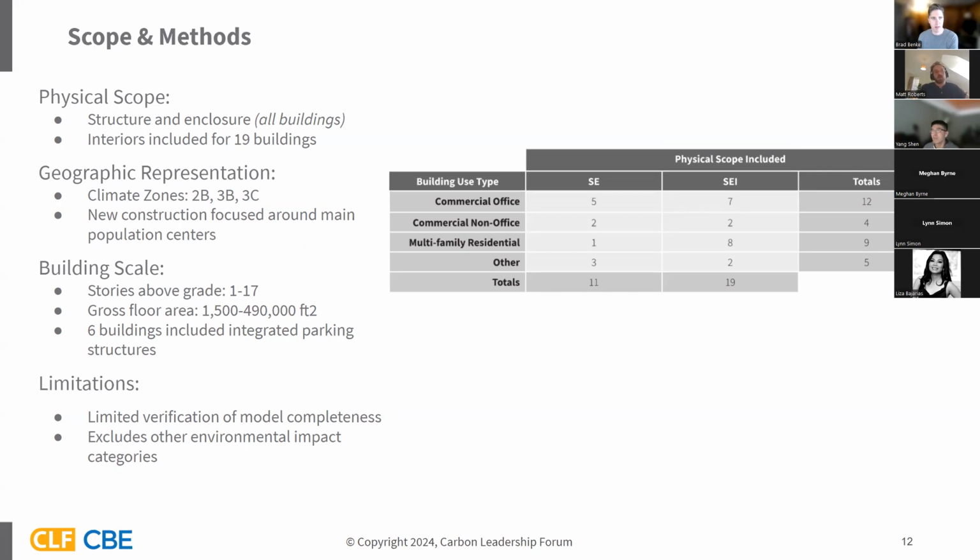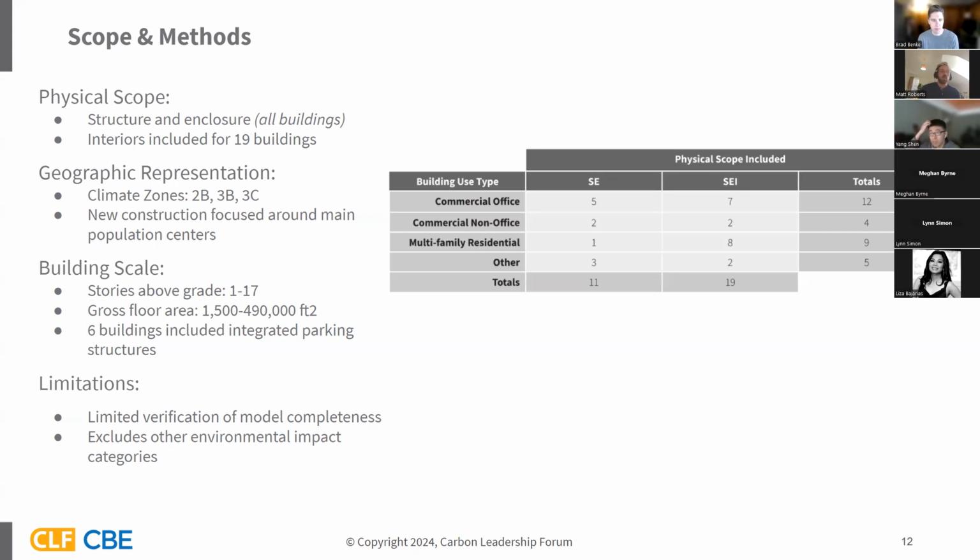For geographic representation across the state of California, the buildings are in climate zones 2B, 3B, and 3C. All the new construction is focused around the main population centers of San Diego, LA, and San Francisco Bay Area. The buildings had quite a wide range of scale in terms of size, ranging from 1 to 17 stories above ground, and about 1,500 square feet to just under 500,000 square feet. And 6 of these buildings also included integrated parking structures, which Yang will discuss in a brief second.